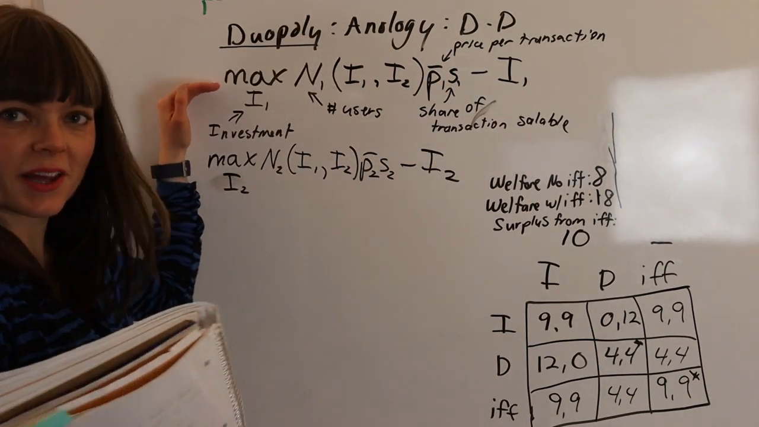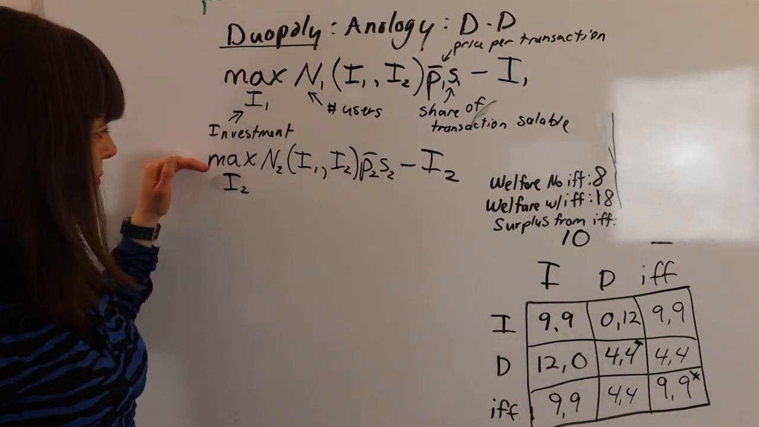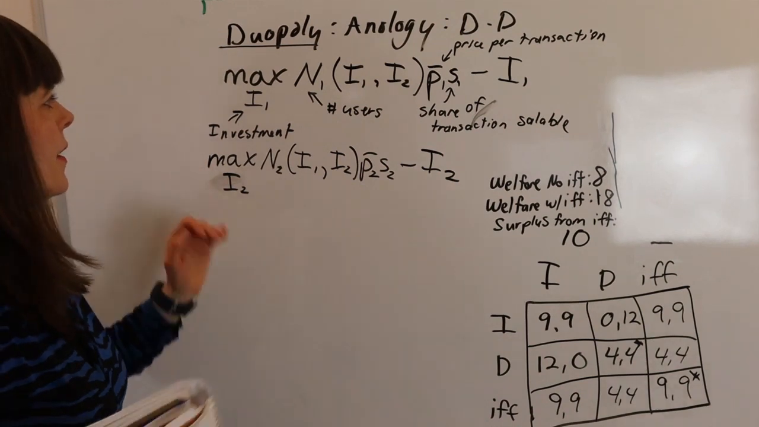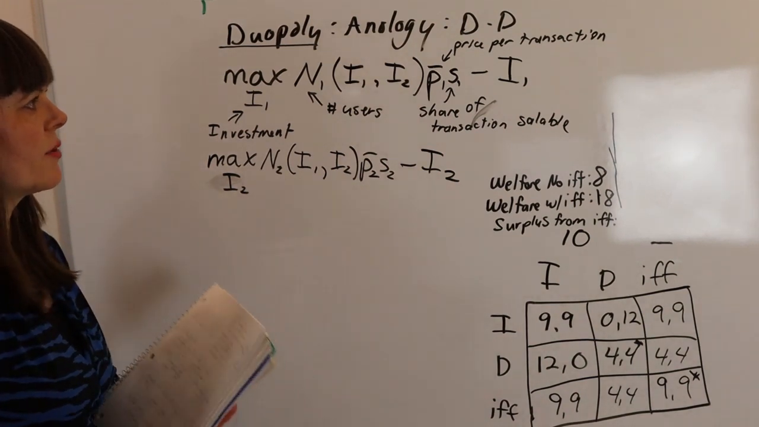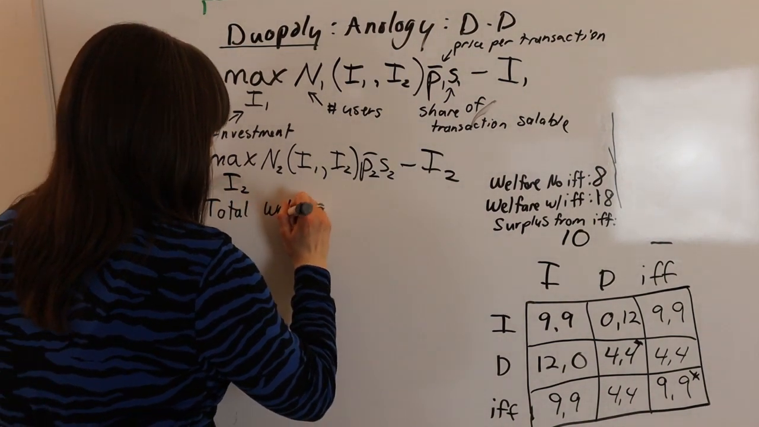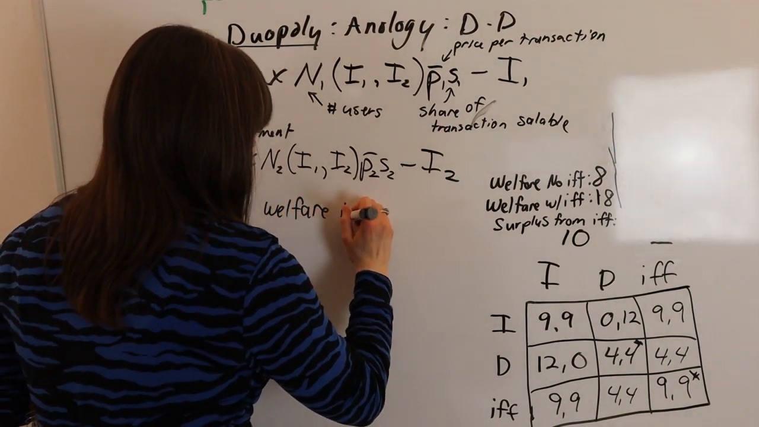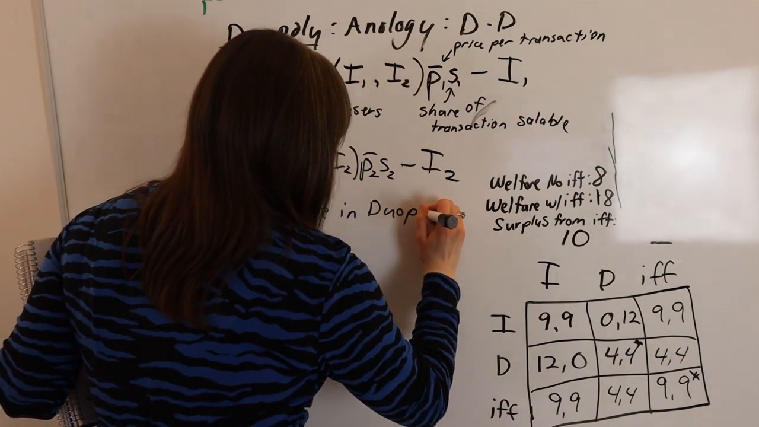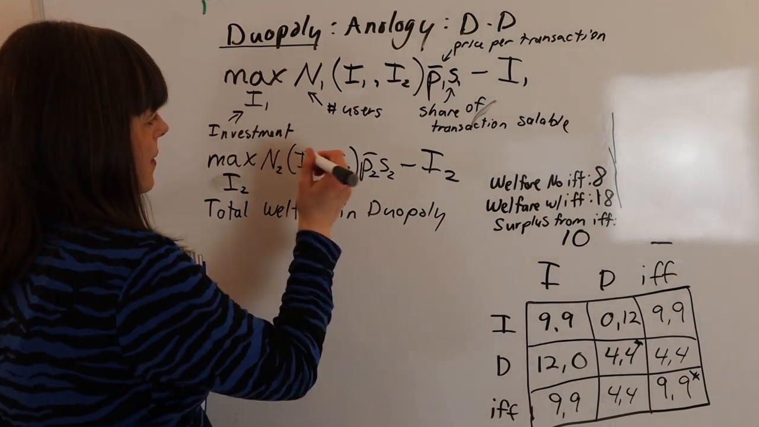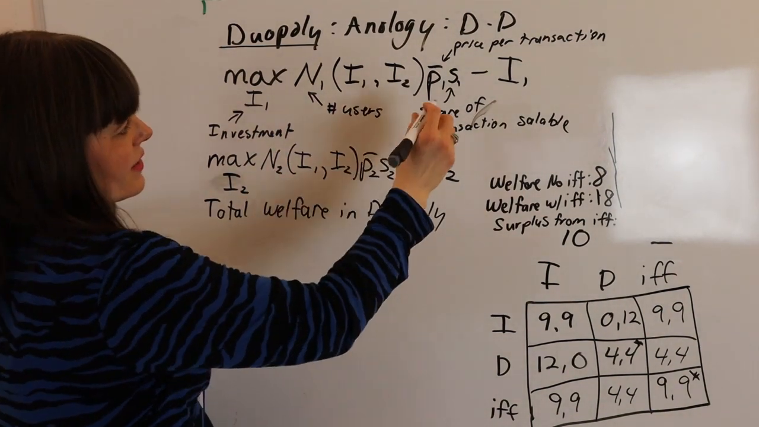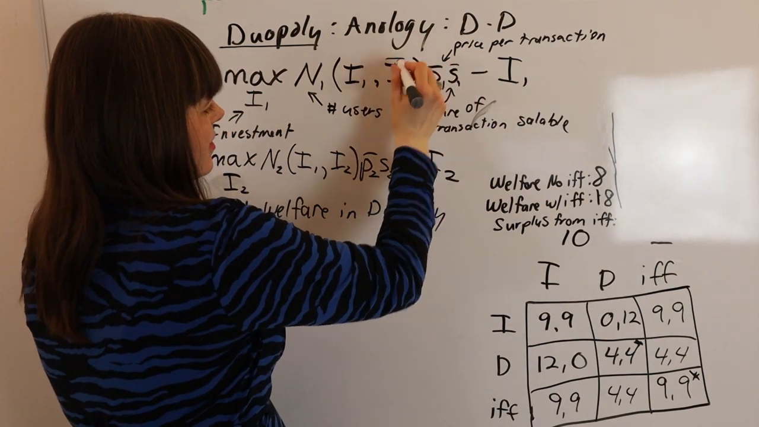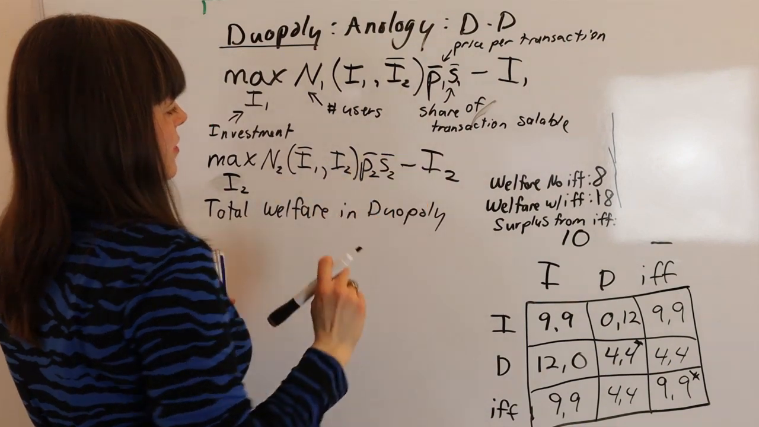So here's our first player's optimization problem, here's our second player's optimization problem, and they're symmetric. That's the case in the duopoly, in which case the total welfare, and this is welfare between the firms, in the duopoly, is after you've solved these two models. Let me mark the exogenous variables here. Those are the exogenous variables.